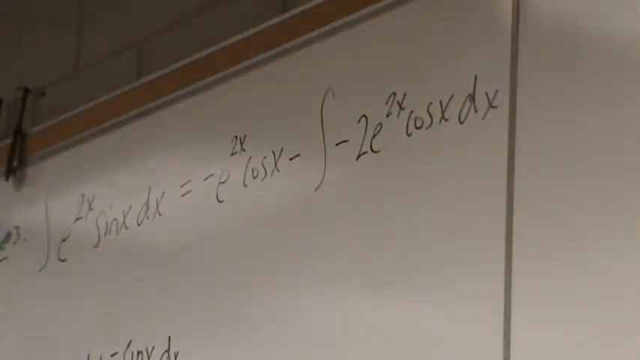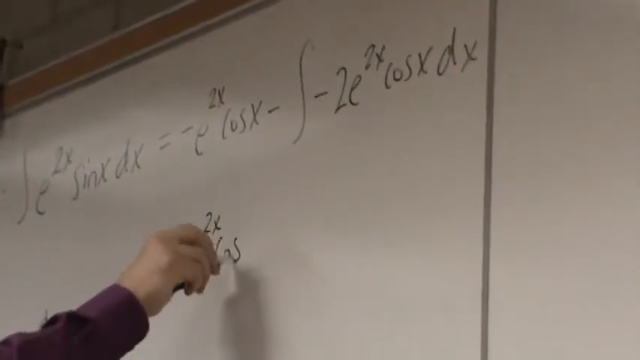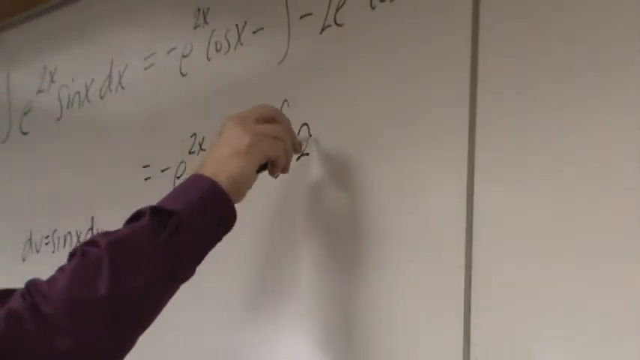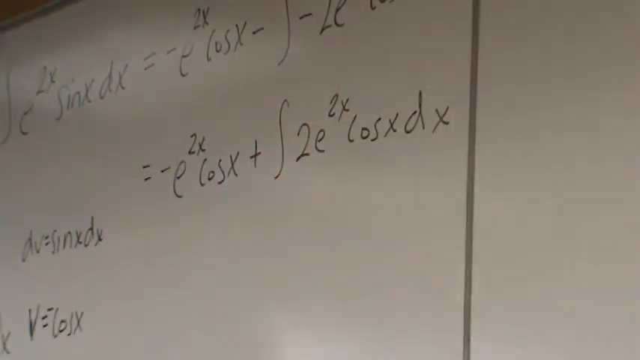Okay. Well, next thing, before I decide what to do, I really do have to simplify those minuses. I don't want to have a minus. So here, let me get this over here. dv equals sine of x dx, so v equals negative cosine of x. Okay, so this ends up equaling negative e to the 2x cosine of x plus the integral of 2e to the 2x cosine of x dx. Have I made any progress? No. Not really. So what do you suppose I should do?